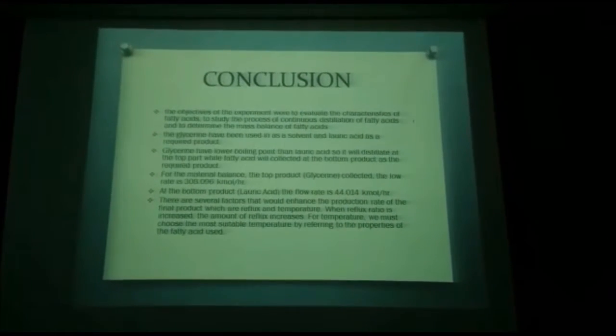In conclusion, as we mentioned before, the objectives of the experiment were to evaluate the characteristics of fatty acid, to study the process of continuous distillation of fatty acid, and to determine the mass balance of fatty acid. Glycerin has been used as a solvent and lauric acid as the required product. Glycerin has a lower boiling point than lauric acid, so it will distillate at the top part, while lauric acid will be collected at the bottom product as the required product.